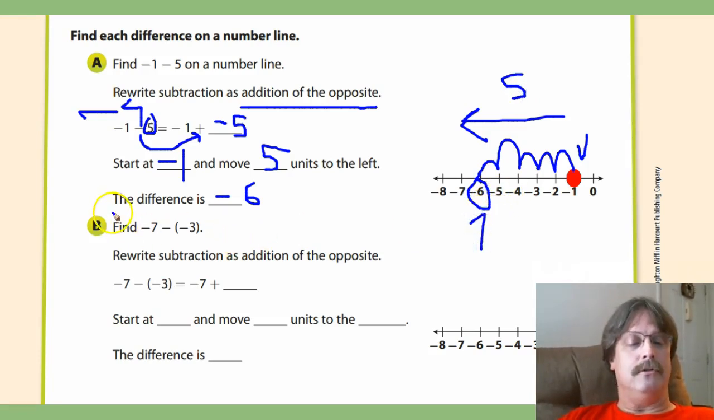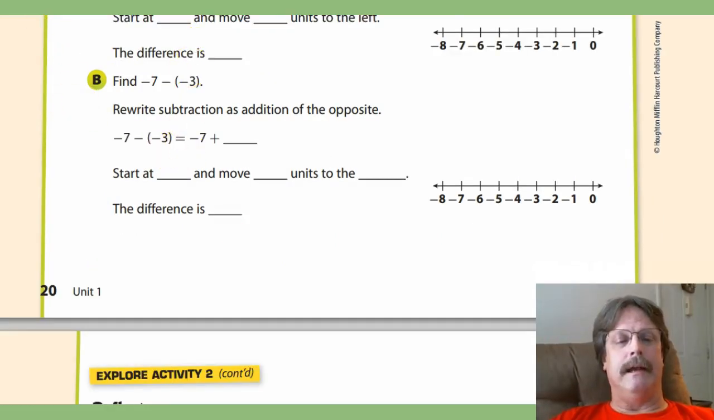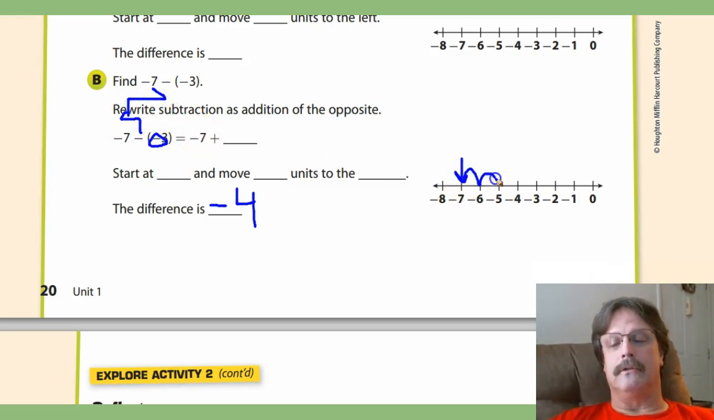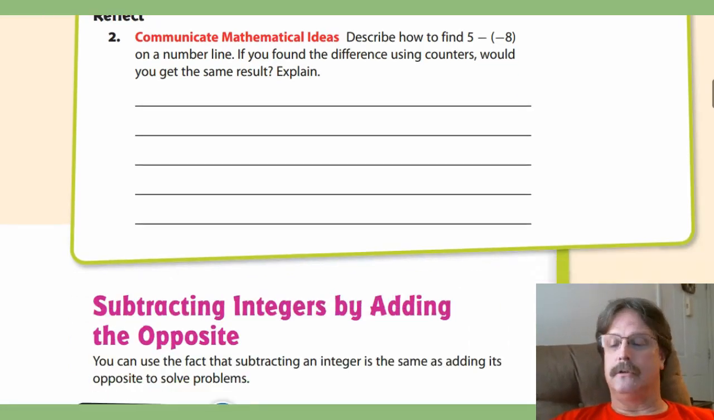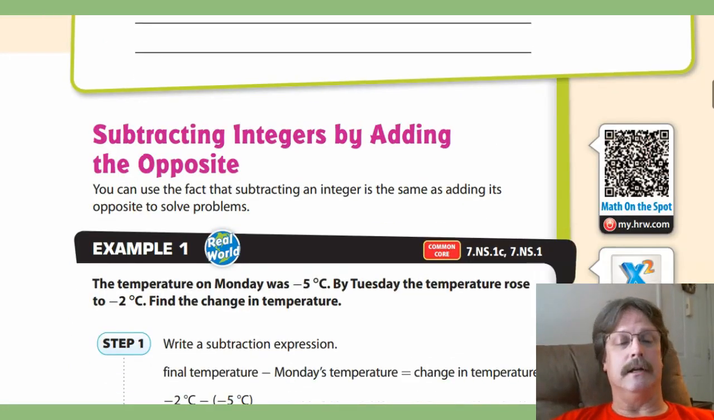So go ahead and try to do B now and see what you come up with. Okay, so you should have come up with a negative 4, okay? Negative 4. Because you started here at negative 7. You initially had to go left, but then this, remember, U-turn, so you had to go back to the right, and you're going to go 3 units. 1, 2, 3, ending up at negative 4. Come on down here, do your Explore Activity 2, and then let's take a look at the next section here.